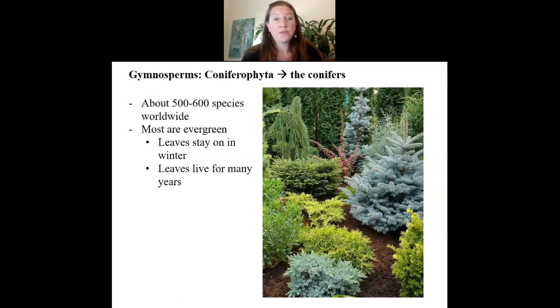So the conifers, right? Conifer Phyta. There's only about 500, 600 species. Most of the species are evergreen. We saw in the first lab an example of a conifer that is not evergreen, which was the dawn redwood. So some are deciduous, but most are evergreen. Evergreen just means the leaves stay on year round.